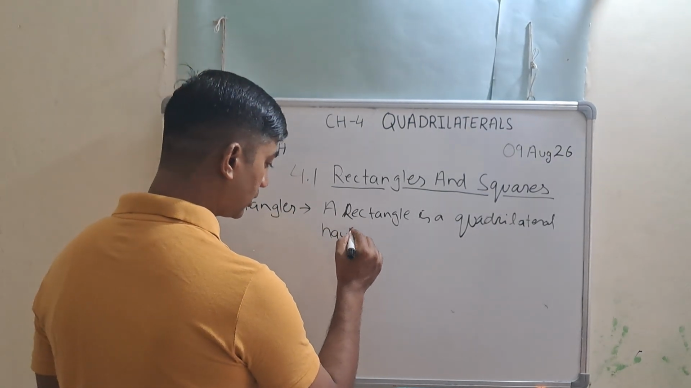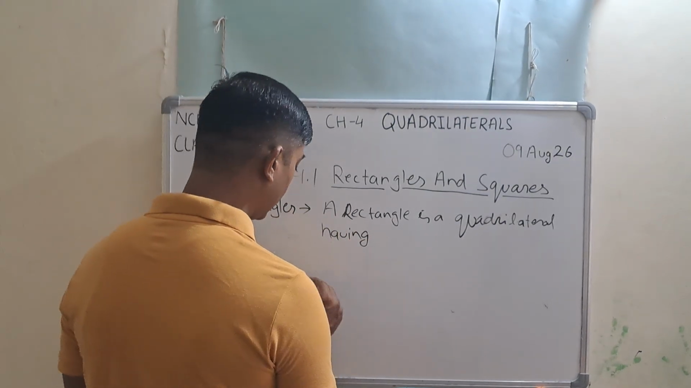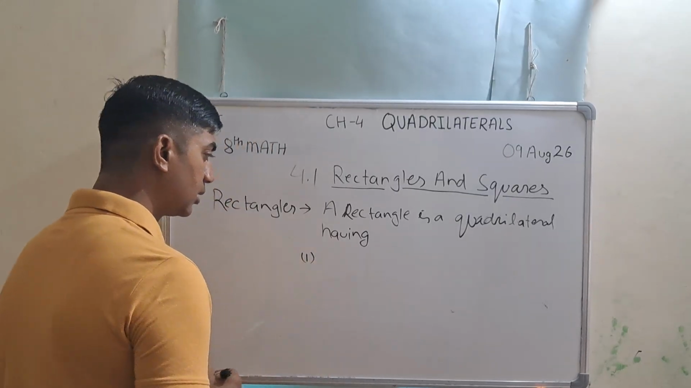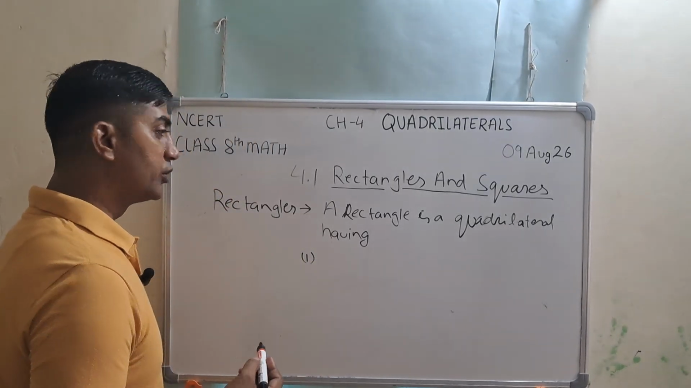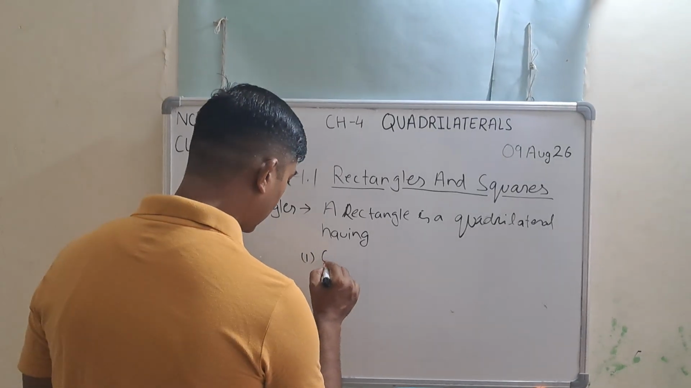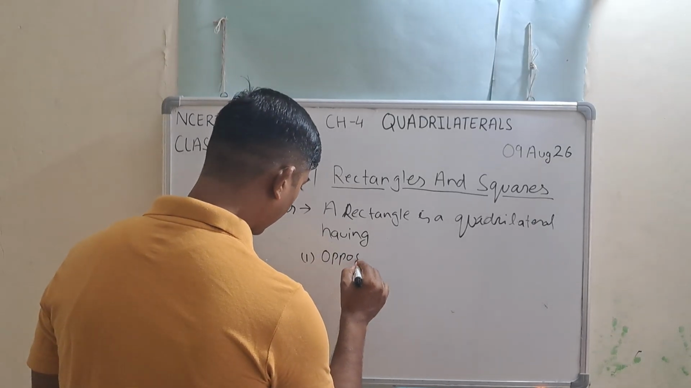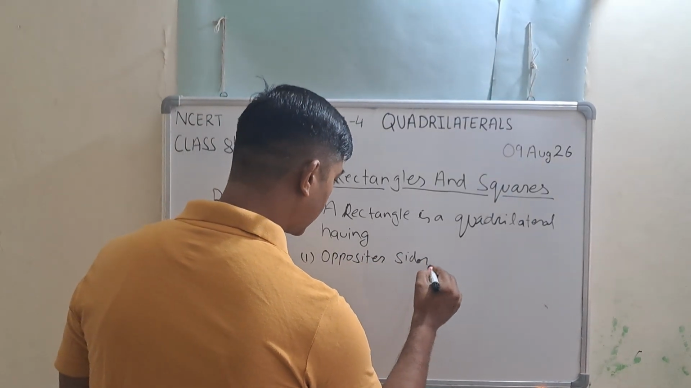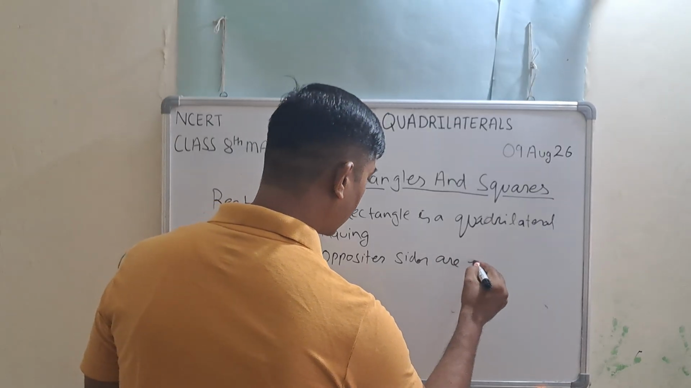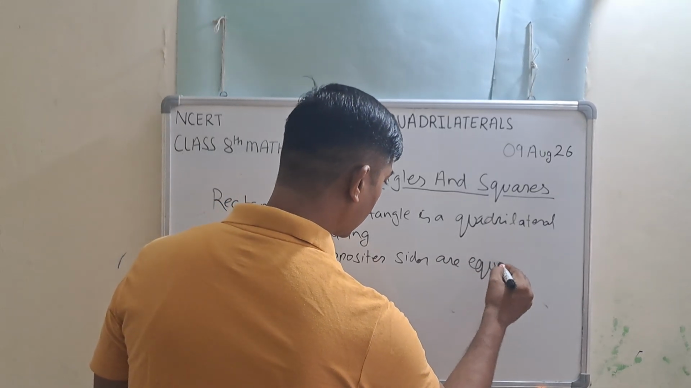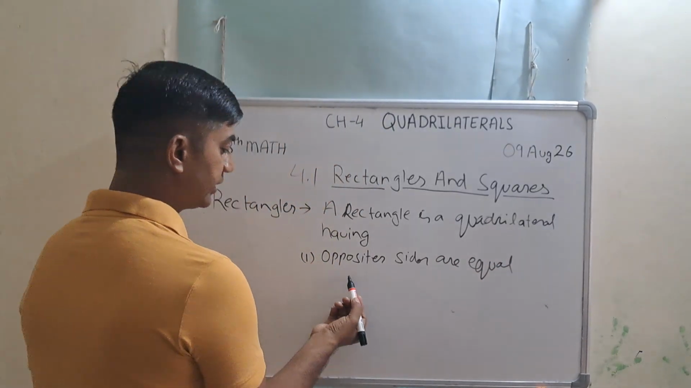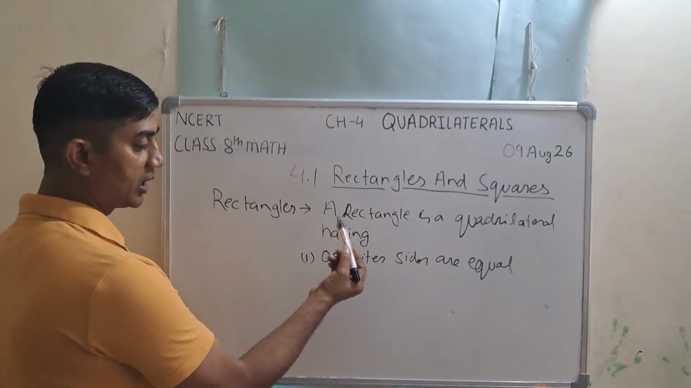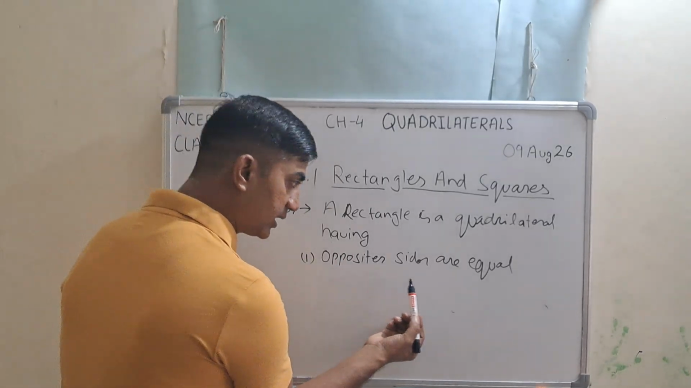A rectangle is a quadrilateral having, number one, what? Opposite sides are equal. Understood? This is one mandatory property of a rectangle, that the opposite sides are equal.